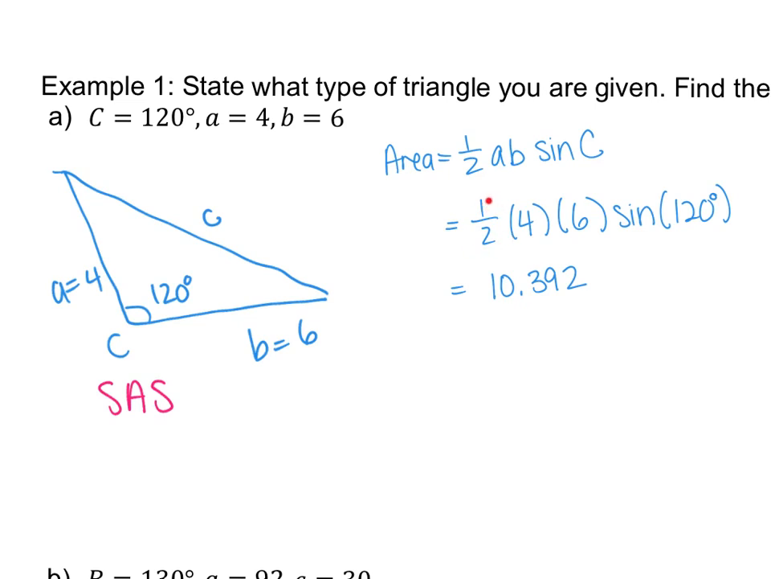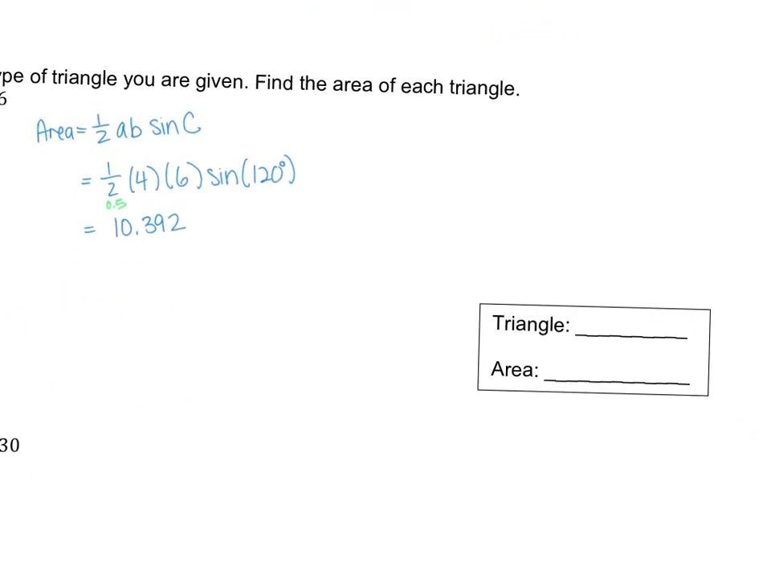By the way, just a quick tip here. A lot of people, when they plug 1/2 into the calculator, they'll just write this as 0.5. So when I type this in the calculator, I'll just do 0.5 times 4 times 6 times sine of 120. Makes it a little bit easier to write in the calculator. So I get my area, and that's it. It is just as simple as that. So my area is 10.392, and I have a side angle side triangle.